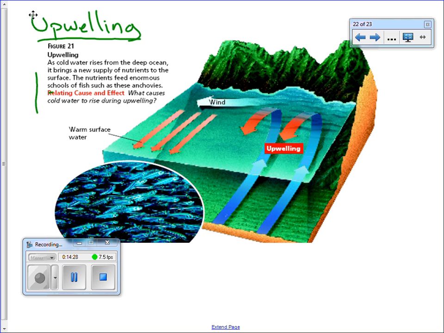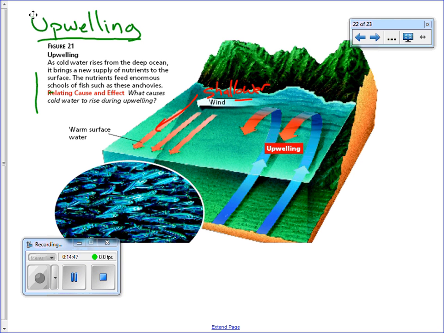So again, the reason the cold water is coming up, because that seems strange. Why would cold water go up? Well, here's warm water. The water's shallower. Right? So it's shallower, so it's heating up, so it's less dense. And then this is coming here. You've got wind moving it this way. And so you get this big current.